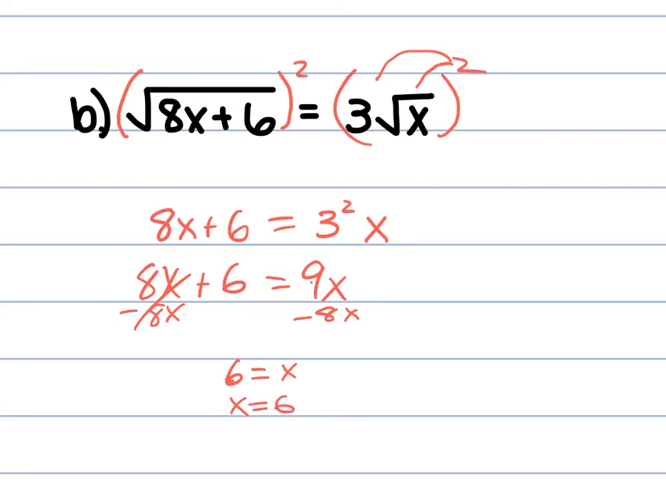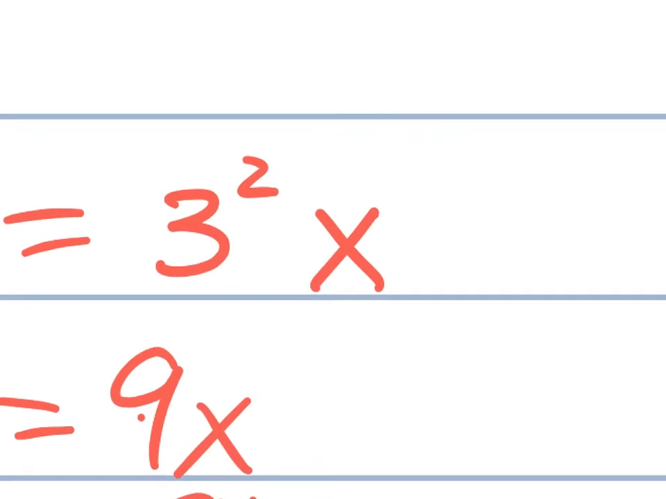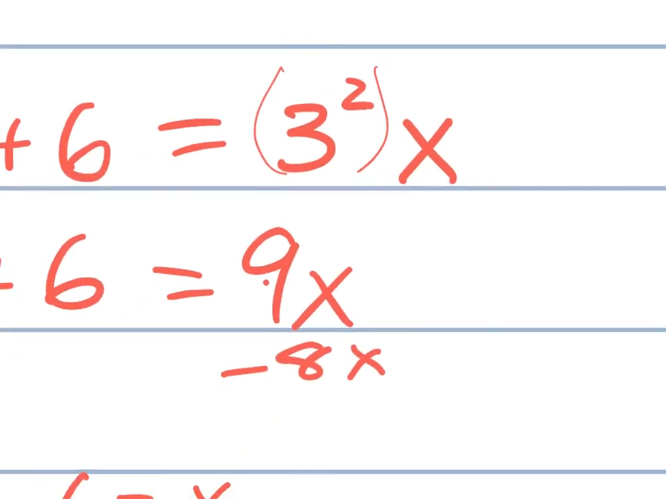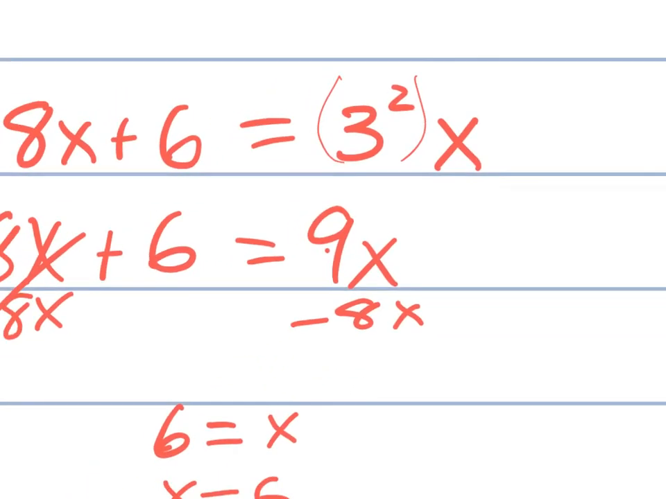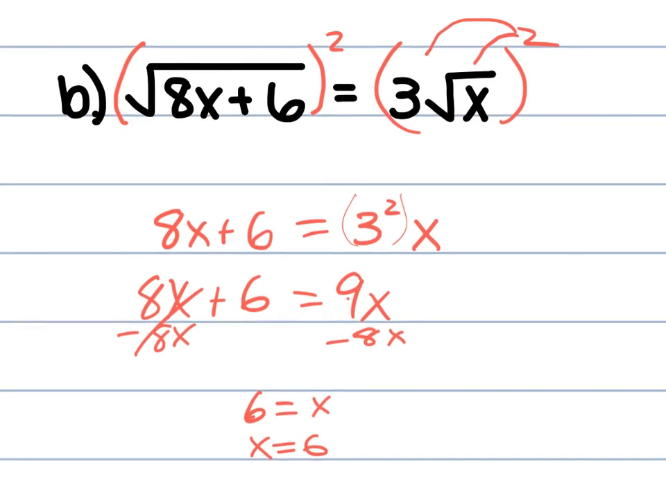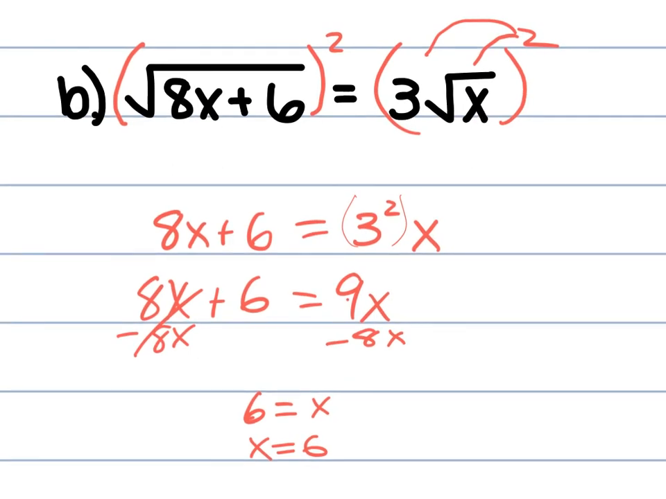It's 3 squared times x. What is 3 squared? 9. And then what's 9 times x? 9x. That squared had to be applied to both of those things there.